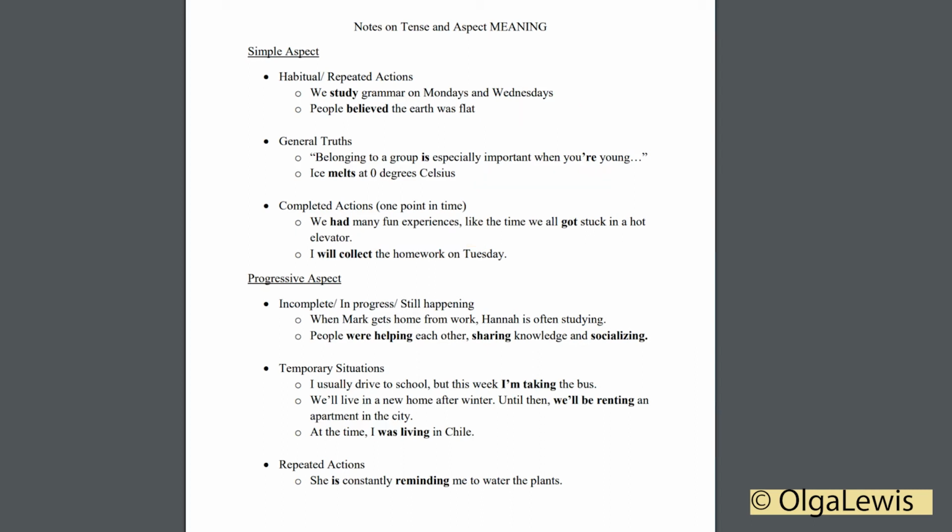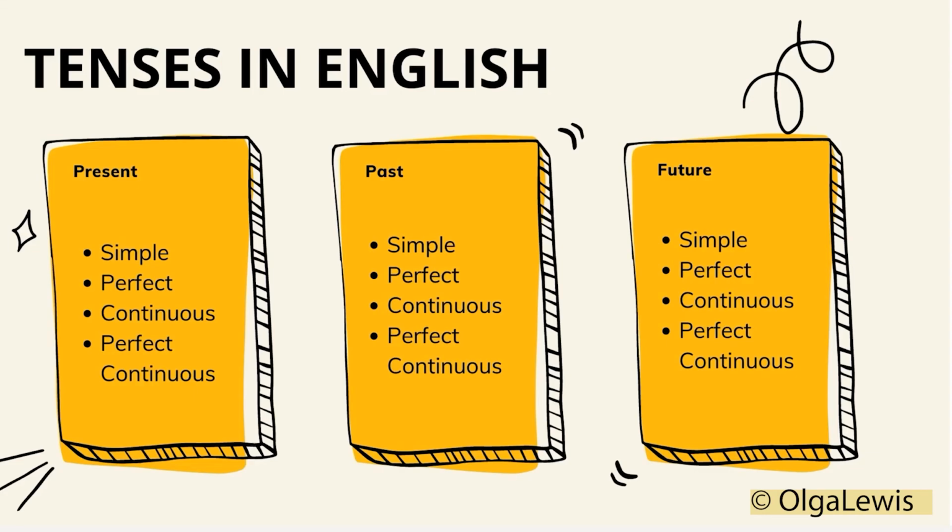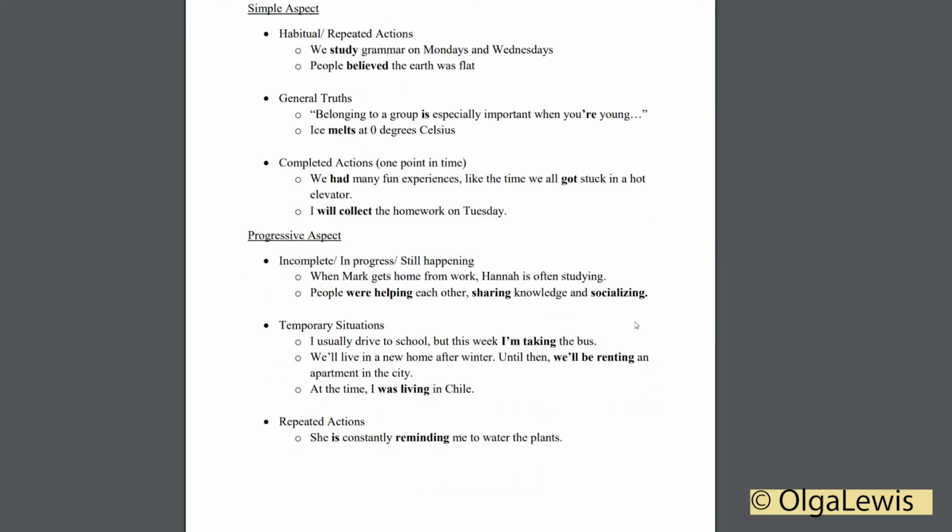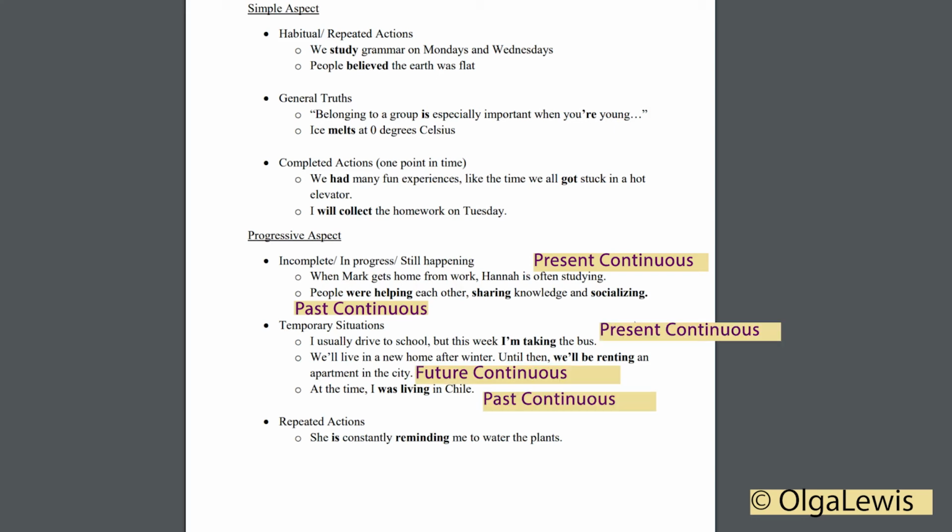So simple aspect. Next one is progressive aspect, or in other words, continuous. Continuous and progressive is the same thing. Continuous aspect shows an incomplete action that is in progress and still happening. It also describes a temporary situation and some sort of repeated action, but right here you need to be very attentive at the last one. She's constantly reminding me to water the plants.